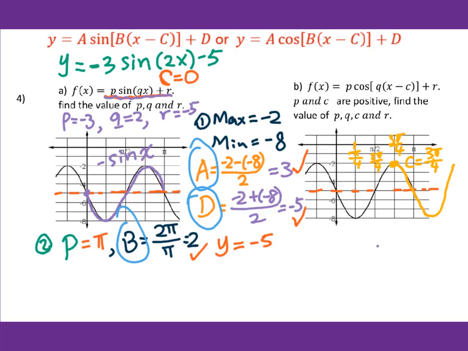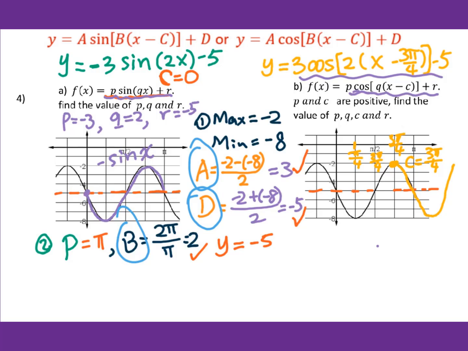Therefore, we can write down our equation. That will be y equals 3 cosine 2 times x minus 3 pi over 4, then minus 5. Compare these two cosine functions. We got P equals 3, Q equals 2, C equals 3 pi over 4, and R equals negative 5.